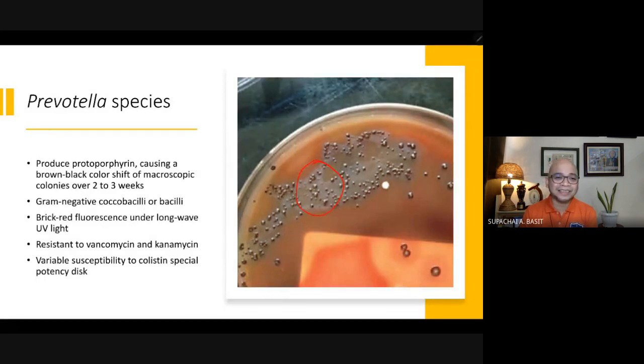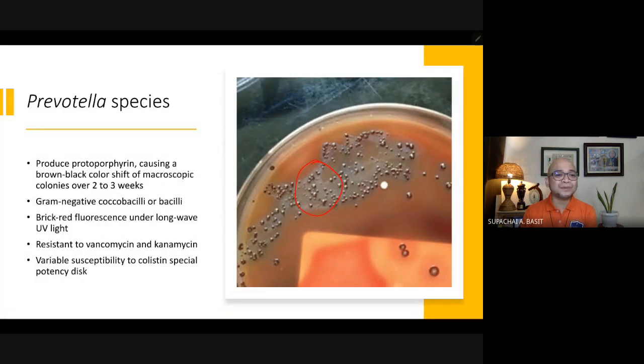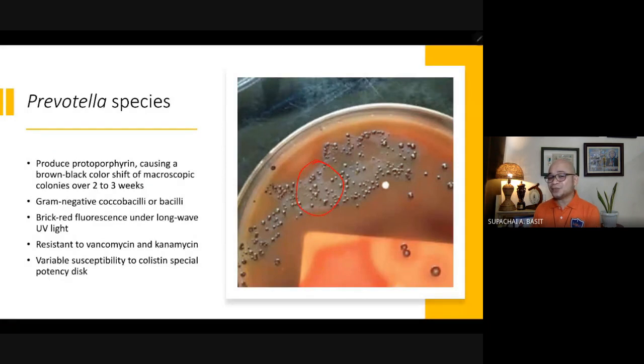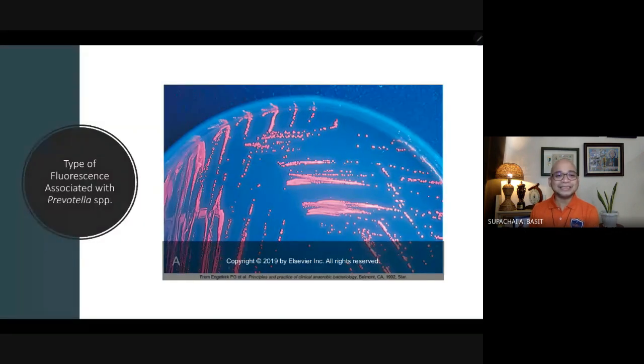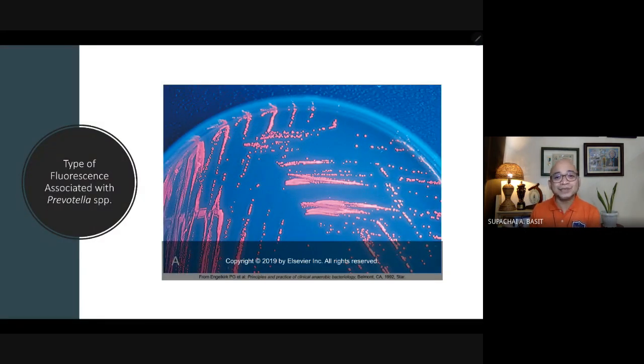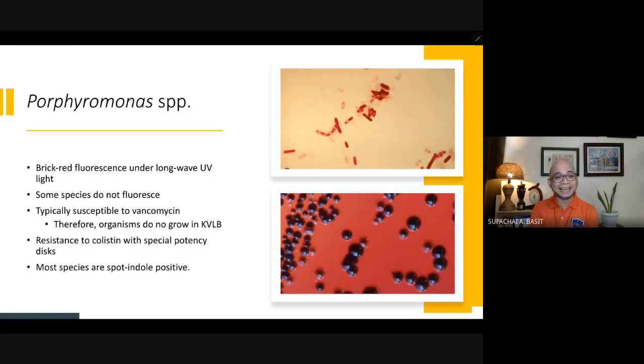So they are either coccobacilli or bacilli, gram-negative. So they can also produce a brick red fluorescence under long wave UV light, and they are resistant to kanamycin and vancomycin. So that's why they cannot grow in KVLB agar. So they are susceptible to colistin using the special potency test. So this is now the fluorescence that is associated with Prevotella. And then Porphyromonas will produce brick red fluorescence under long wave UV light.